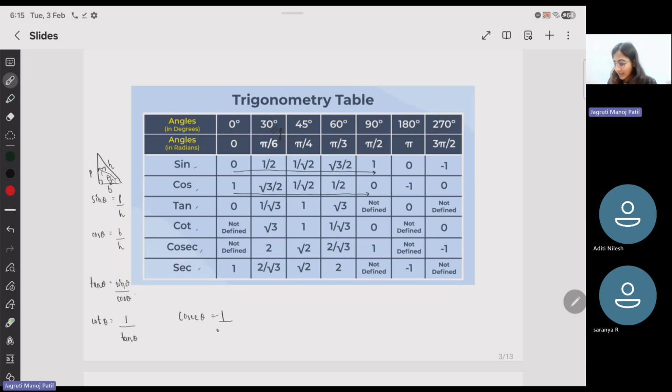It is the inverse of sine theta. Not inverse, I should say, but okay, that's why it is like that. And then if you have sec theta, that is the inverse of cos theta. Okay, so these are all trigonometric identities.